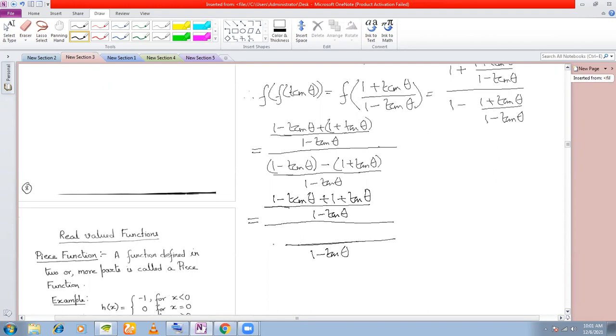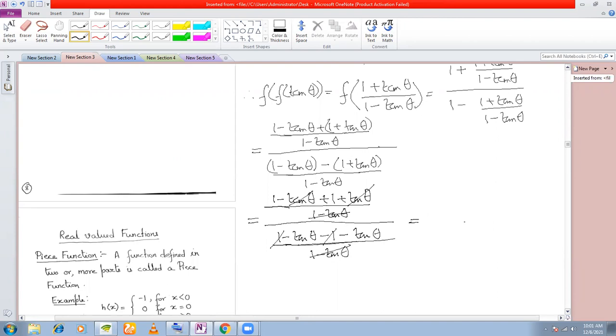And above, you have 1 minus tan theta minus 1 minus tan theta. Okay, so now if you see, plus and minus tan theta are going to cancel here. And here, plus 1 and minus 1 are going to cancel. Also 1 minus tan theta, 1 minus tan theta is going to cancel. So what are you left with?